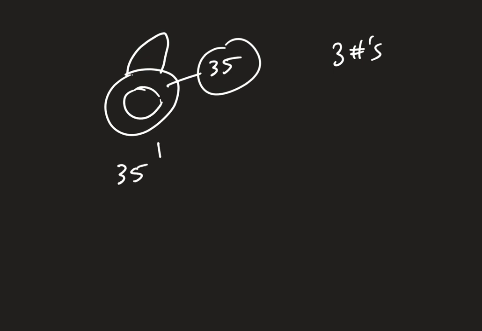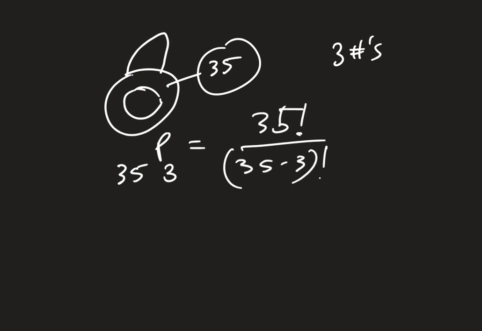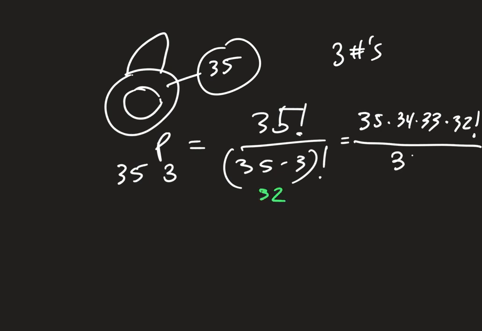That would be 35 permutation 3, which would be 35 factorial over 35 minus 3 factorial. That's 35 times 34 times 33 times 32 factorial. I'm going to run out of room, but that's on purpose. In the denominator, 35 minus 3 is 32, so I have 32 factorial. Those would reduce, and I just have 35 times 34 times 33, and that's the total number of different unique permutations that lock can have. And it assumes you cannot repeat numbers.